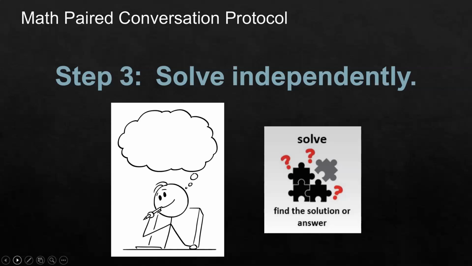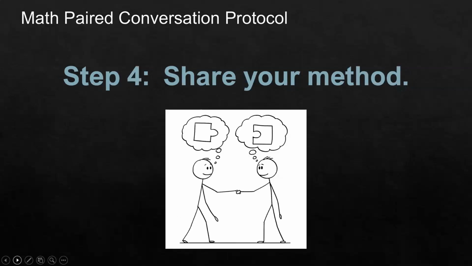After some time working independently, now you are going to come back to your partner and you're going to share your method. Now, what you see in our picture here is that these two people have two different ideas and they're both smiling. So it's okay if you have two different ideas about how to solve this problem. In some ways, I think it's even better that you have two different ways, because we should all have backup plans in case something doesn't work for us or something's not quite our style.